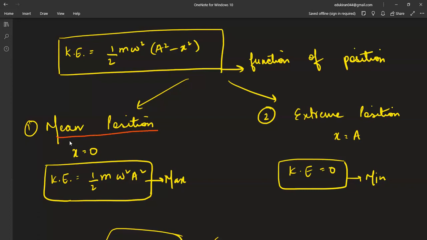Again, for mean position, you have x equal to 0. For extreme position, you have x equal to a. So as soon as you make it equal to a, this cancels and becomes 0. And at the mean position this is equal to a square, so a square minus 0 is the maximum value which is possible.